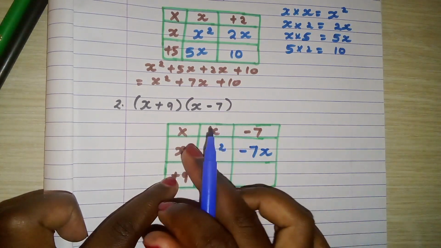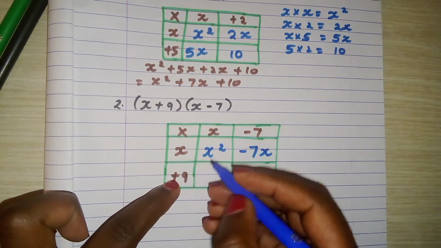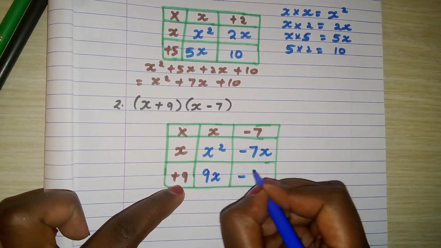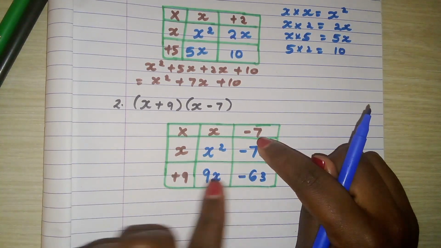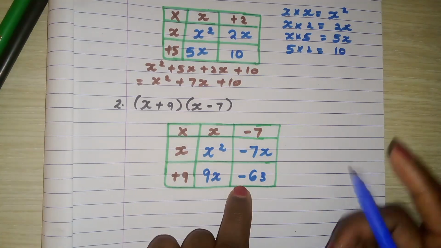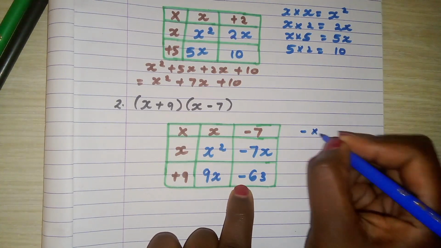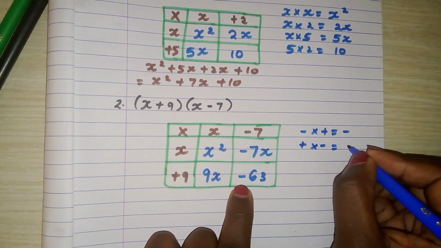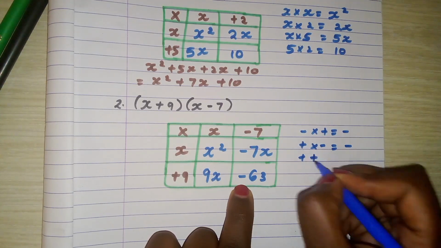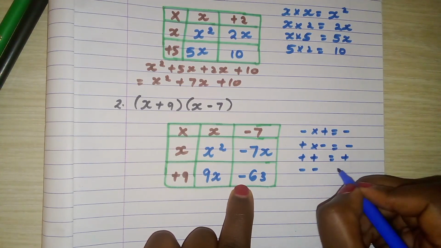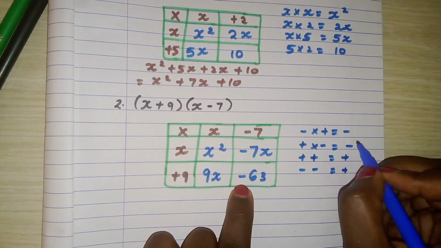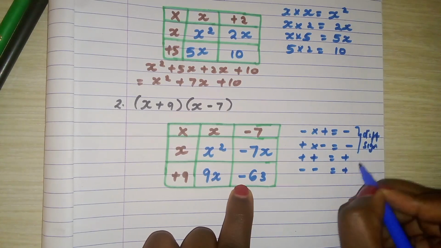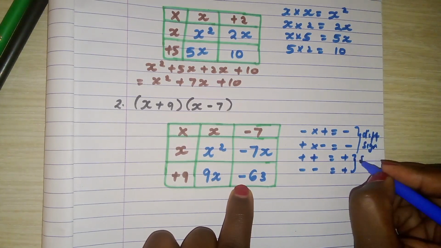So we're done with the first row. Now we go to the second one. x times 9 is 9x. Negative 7 times 9 is negative 63. A negative number times a positive number will always give you a negative number. Negative times positive gives negative, positive times negative gives negative, positive and positive gives positive, negative and negative gives positive. So in short, different signs will give you a negative, and the same sign will give you a positive.